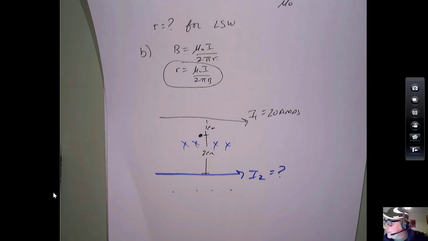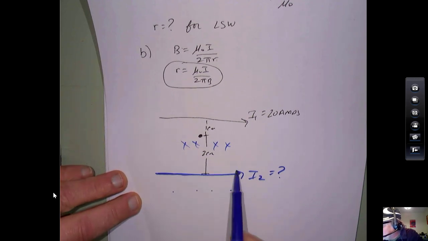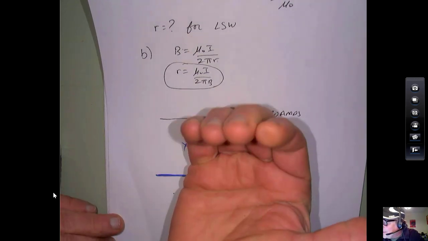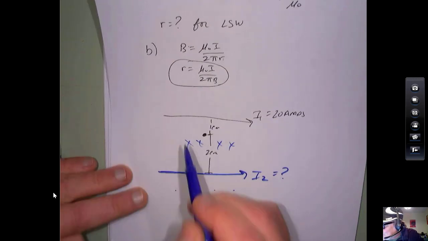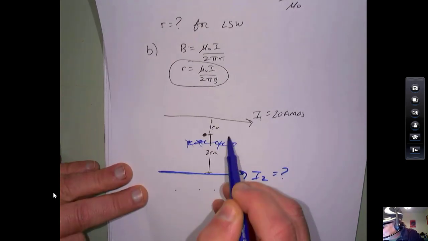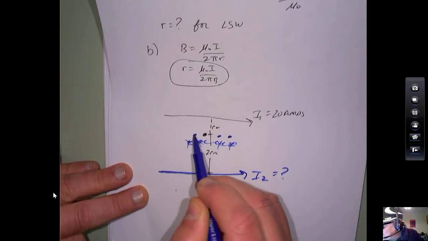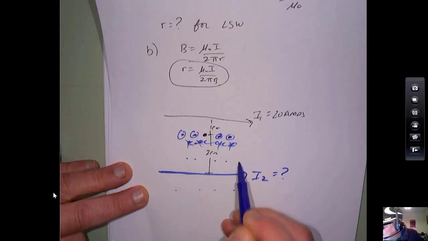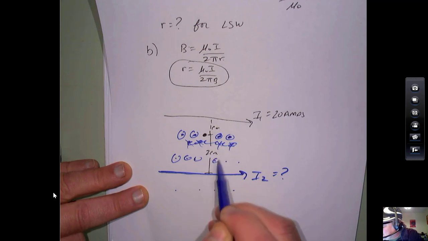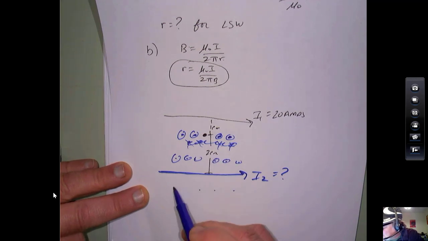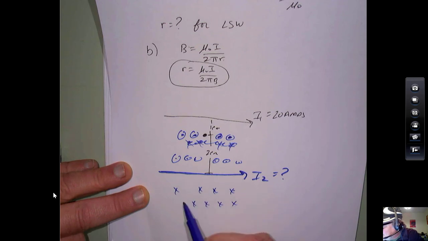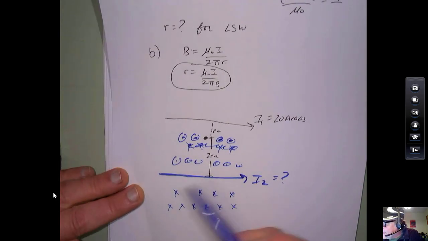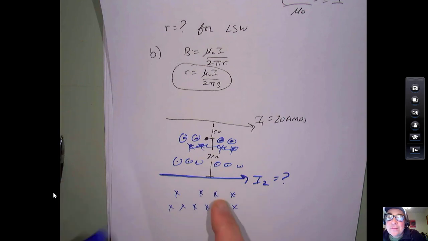Let me take that back, actually. Let's take a look at this again. Here's I2. Everywhere in between, it's out at you. I think I said that, but I drew the wrong symbol for everywhere it's out at you. It looks like this, right? Something like that. And then on the other side, it's into the page. Into the page is this symbol. Okay? So everywhere above the wire, it's coming out at you. Everywhere below the wire, it's going into the page.